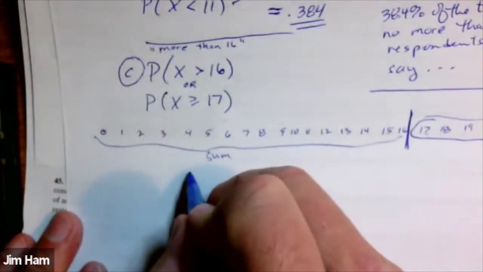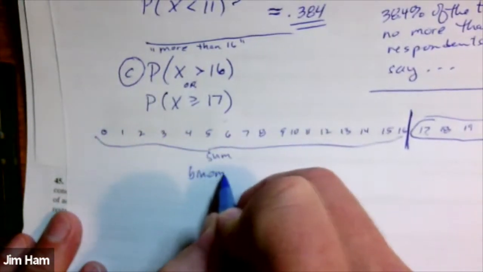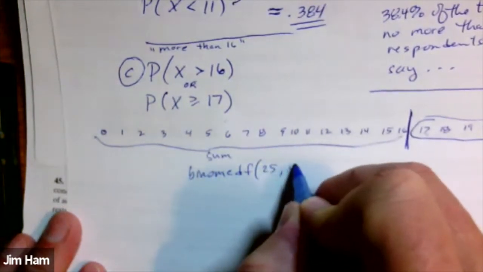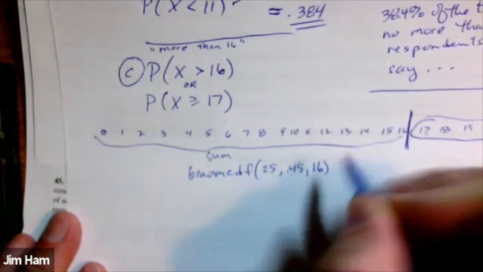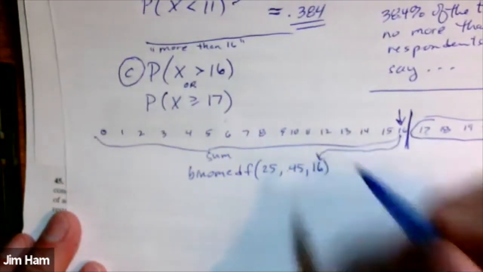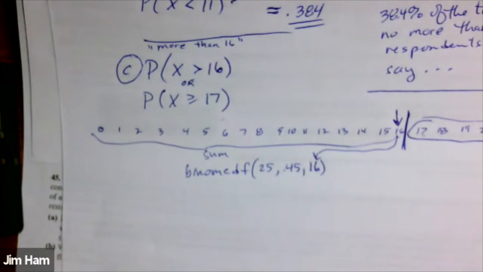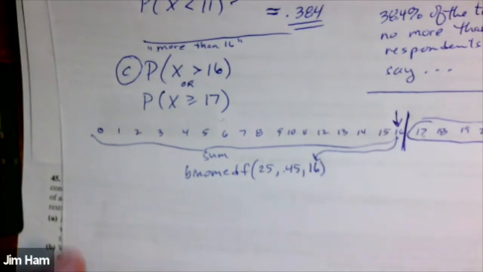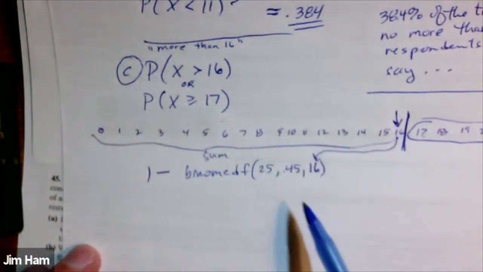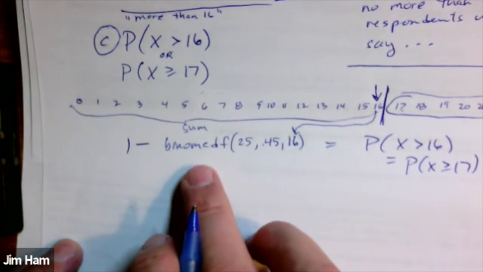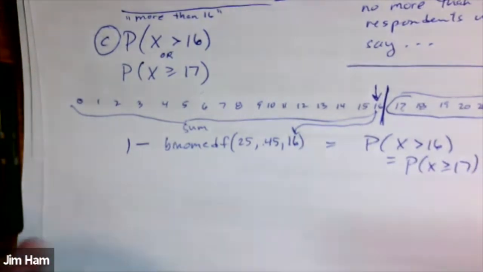So what we're going to do instead is we're going to sum up all of these. And the sum of all these is binomial CDF 25, .45 and ending at 16. There's the ending value. So the ending value is what goes in that spot right there. And we know that the sum of all the probabilities add up to 1. So if we can sum up all the probabilities here, if we subtract it from 1, we will get the probability of what we want. So this is how we evaluate a greater than probability. We take 1 minus a CDF function.